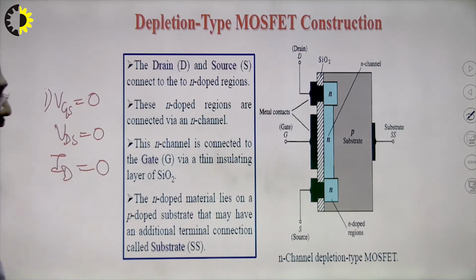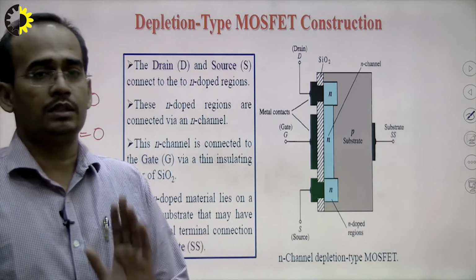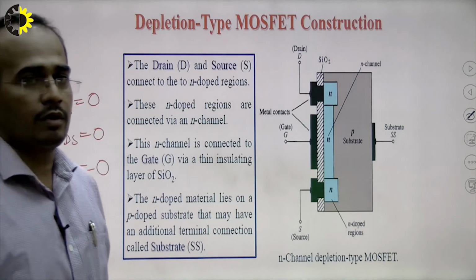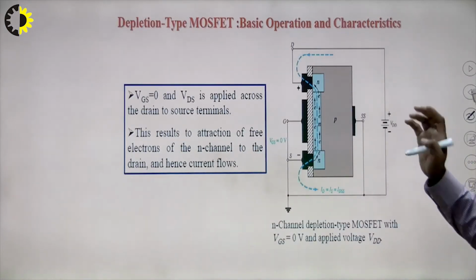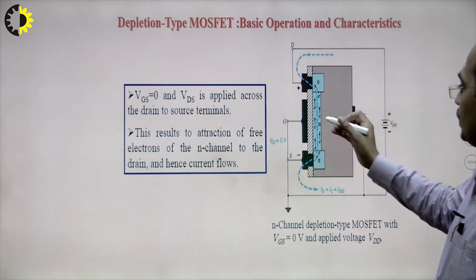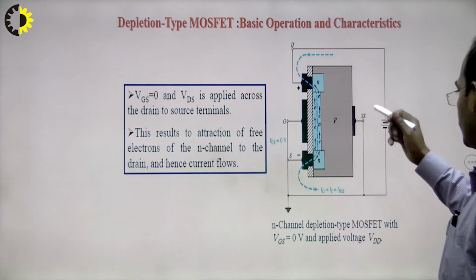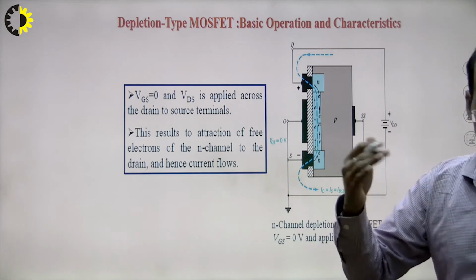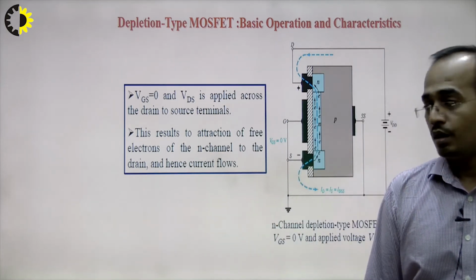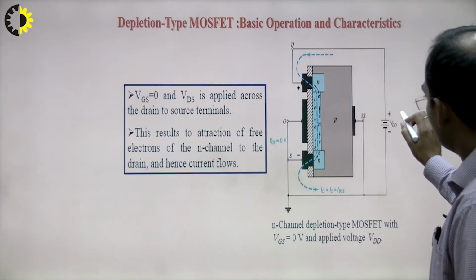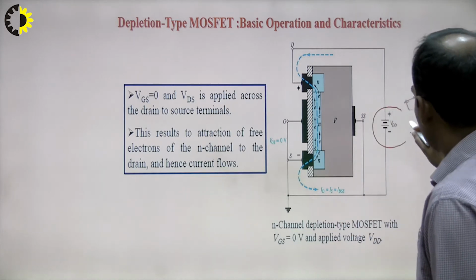So, the first condition is that when VGS is equal to 0 and VDS is equal to 0, the current flowing from source to drain will be equal to 0. Now, we will consider the second condition, that is VGS is equal to 0 and I apply some positive voltage, or you can say I am gradually increasing the voltage applied between the drain and source terminals. So, I apply a positive drain to source voltage.